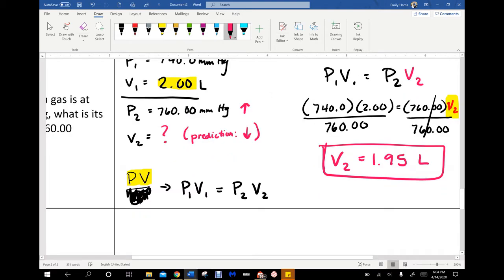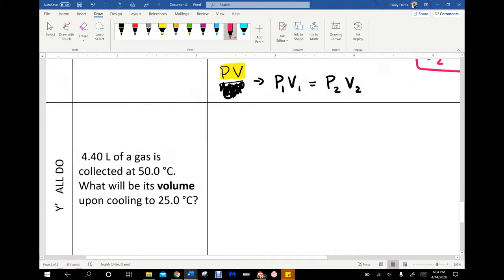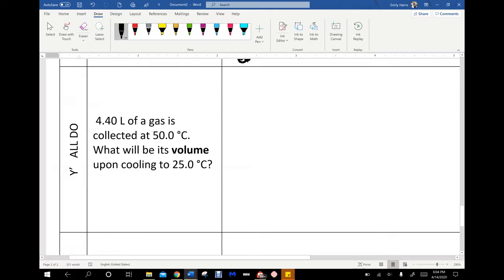All right, so let's go to the next problem and see what we can do there. So we'll start with the same approach and just try to figure out which of our variables we're going to be using. We have 4.40 liters, that's a volume, is collected at 50 degrees Celsius. That's a temperature. What will be its volume upon cooling to 25 degrees Celsius? So in this case, it looks like we're using volume and temperature, which will be Charles's law, and that pressure is being held constant. So this will generate my formula, V1 over T1 equals V2 over T2.